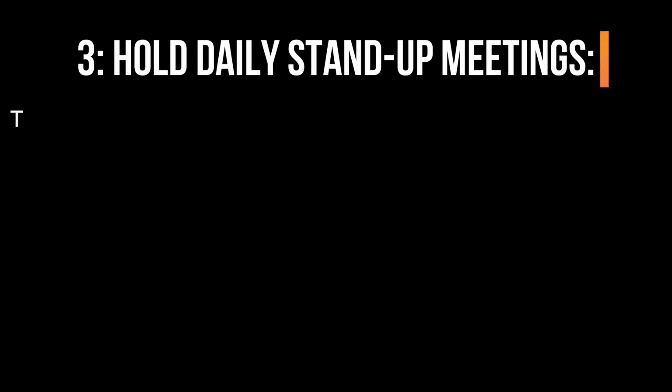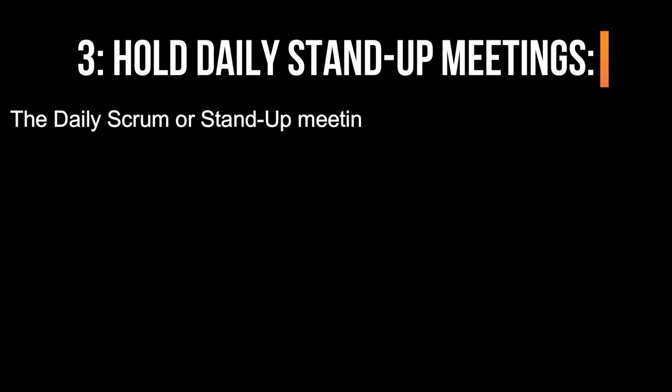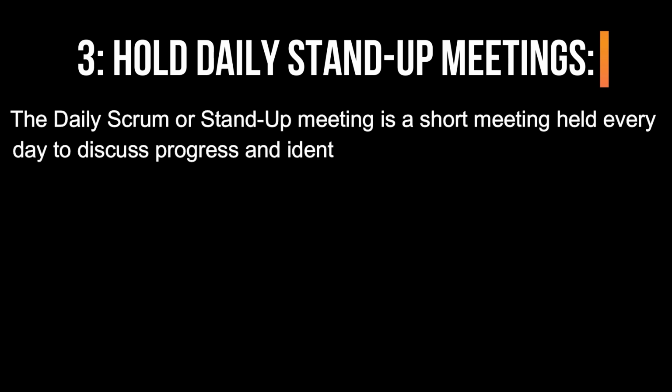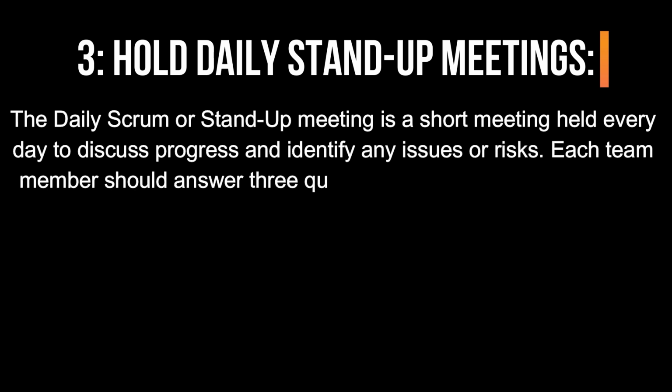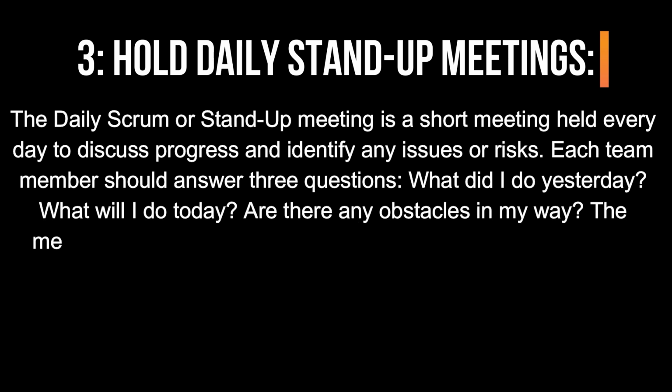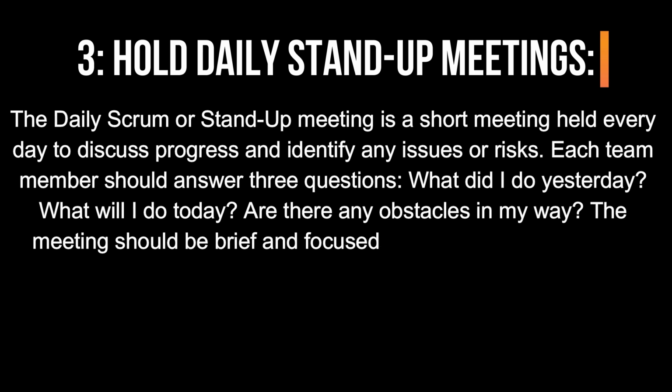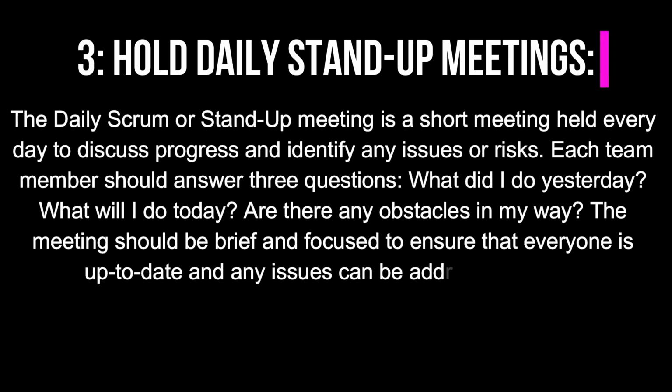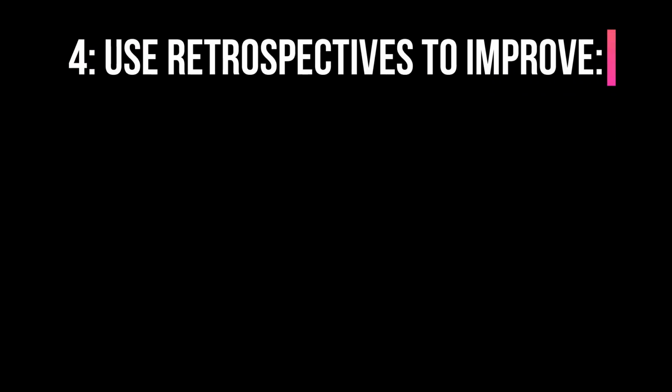3. Hold daily stand-up meetings. The daily Scrum or stand-up meeting is a short meeting held every day to discuss progress and identify any issues or risks. Each team member should answer 3 questions. What did I do yesterday? What will I do today? Are there any obstacles in my way? The meeting should be brief and focused to ensure that everyone is up to date and any issues can be addressed quickly.